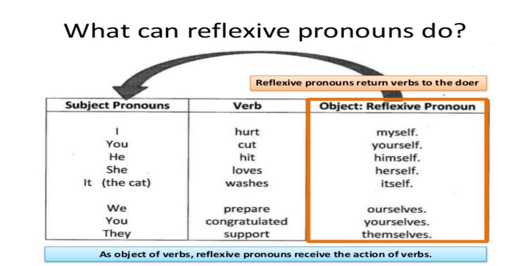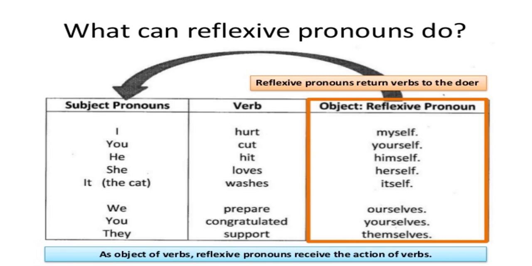You have to see first the subject, what the verb is, and what the object is. If you take subject, verb, object, the object, the receiver of the action, is they themselves, the same as the subject, isn't it? That is the easiest way you can remember reflexive pronouns. As objects of verbs, reflexive pronouns receive the action of verbs.